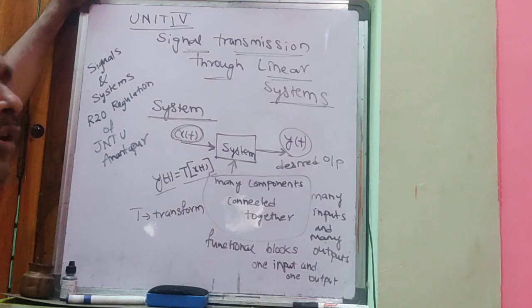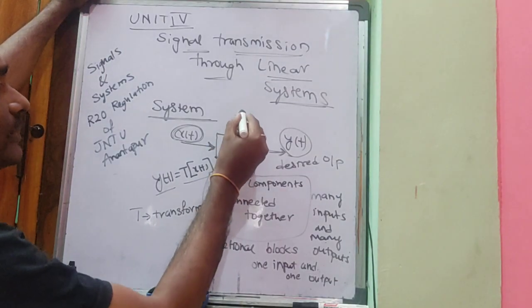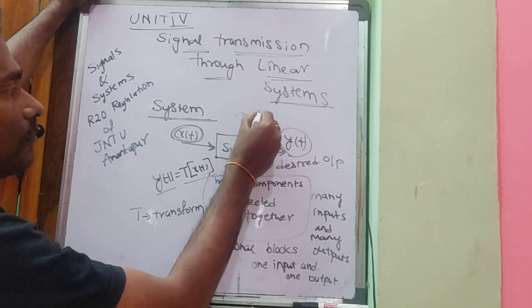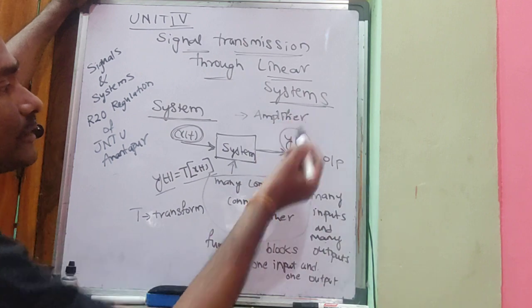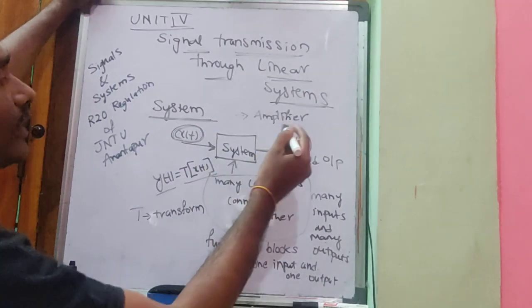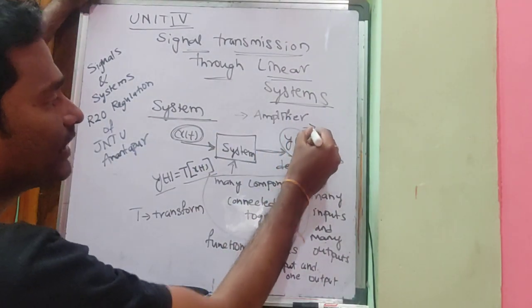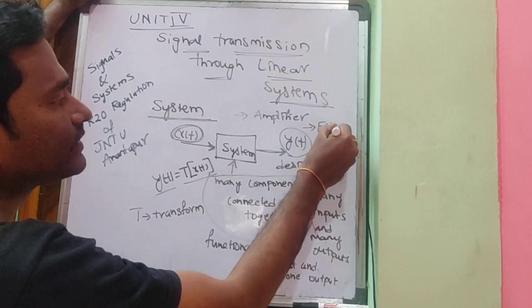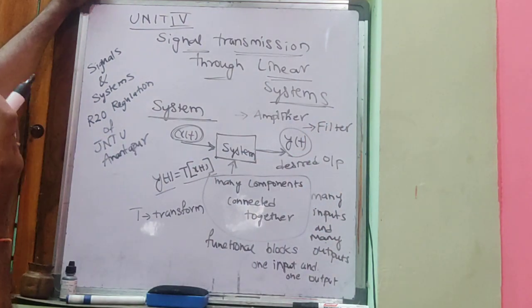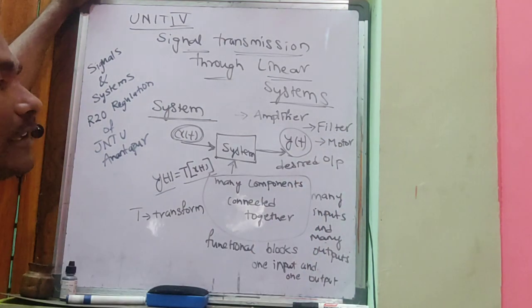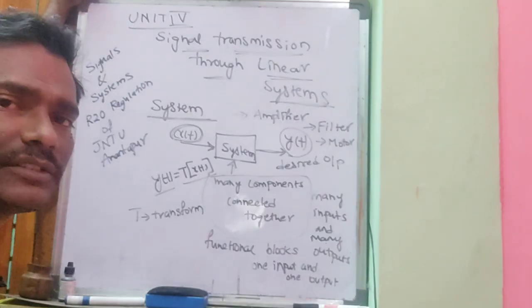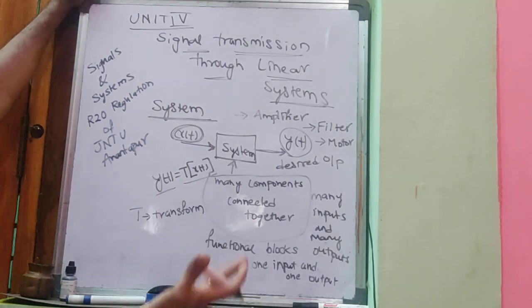This is the only thing that we will concentrate on in this subject. There are lots of examples. Let us consider an amplifier. An amplifier is a system. These are the physical examples of systems. A filter is a system. A motor is a system. Like many other devices, you can find systems.